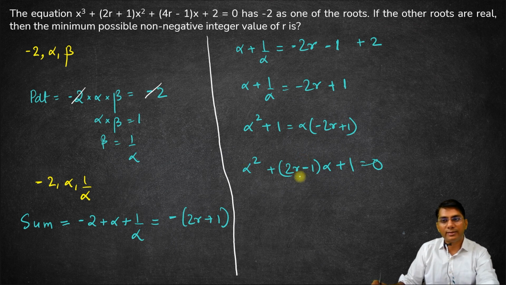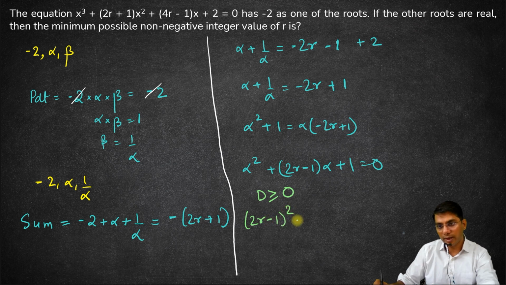Now since this is a quadratic in alpha and we know alpha is a real number, the other roots are real. Since the roots of this quadratic should be real, the discriminant should be greater than or equal to 0. So the discriminant here is (2r minus 1) whole square, b square minus 4 into a into c. This should be greater than or equal to 0. So (2r minus 1) whole square should be greater than or equal to 4.